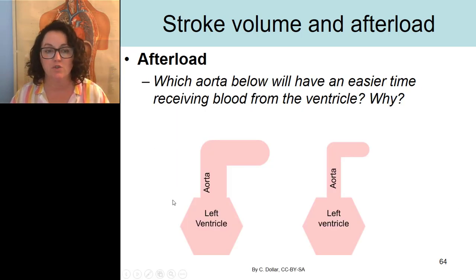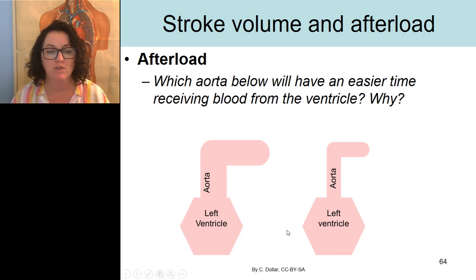So let's take a look at these two situations, right? Here we have left ventricles that are both the same size, but notice the aortas are different, right? This is a really big aorta. This is a really small aorta. So which aorta below will have an easier time receiving blood from the ventricle? And why?